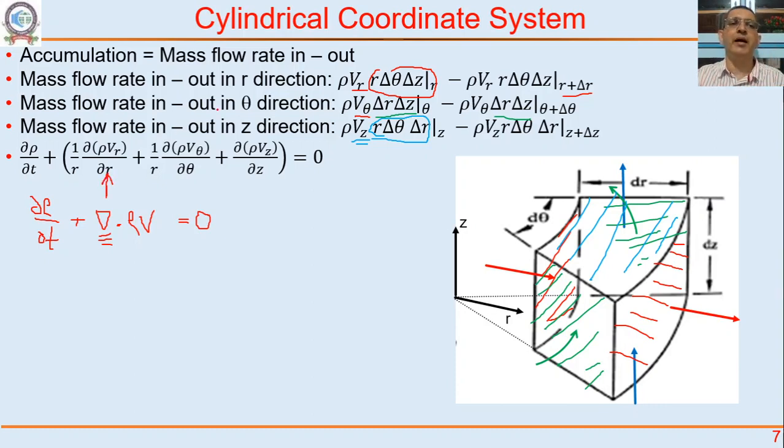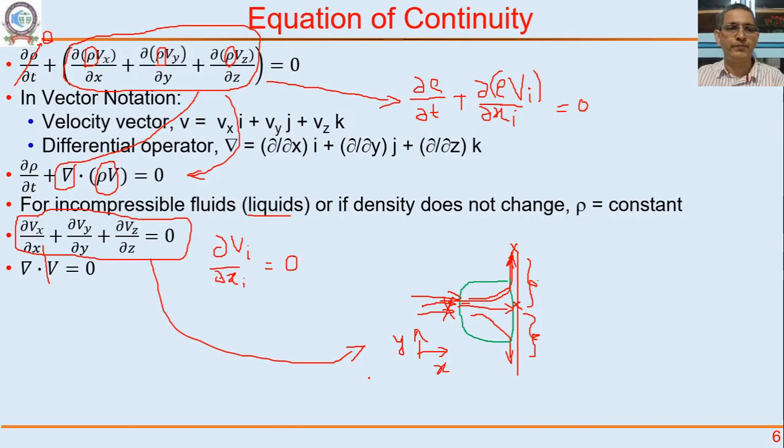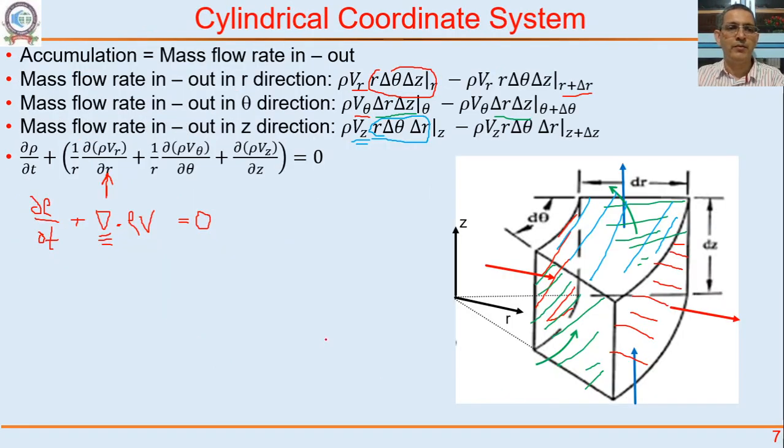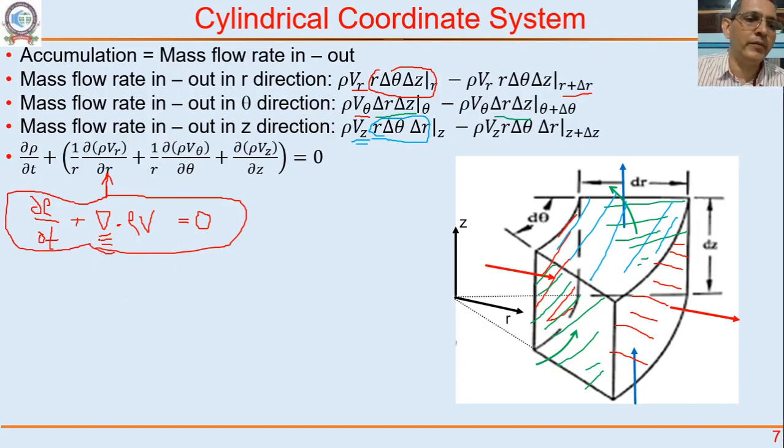So you don't have to derive all this again from a control volume perspective, right? If you just say that this equation once you have derived, and you have written it in the vector form, you just have to write the proper differential operator in the Cartesian coordinate system, cylindrical coordinate system, or spherical coordinate system. That's the advantage of writing in a vector form.